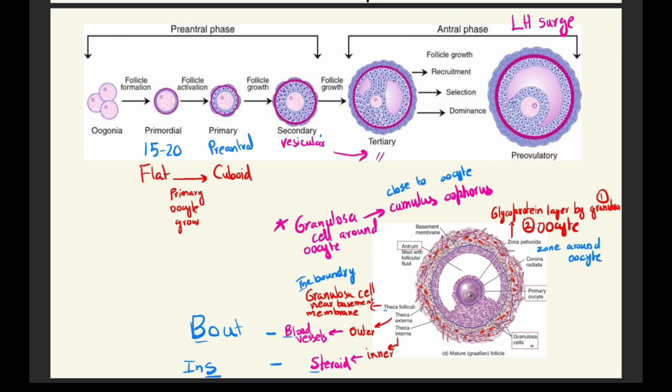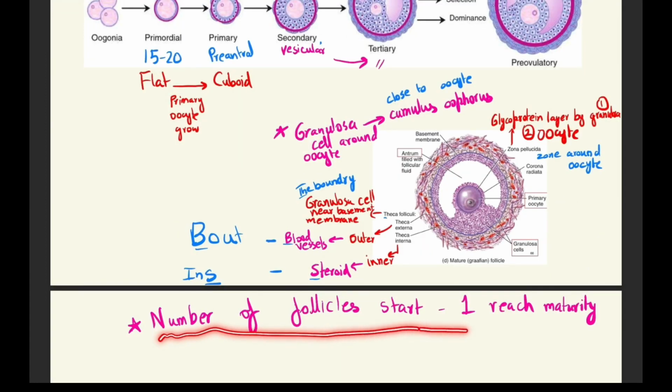Here in the follicle we discuss the theca cells first, and in the theca cells we have the outer theca cells that have blood vessels, so we have the mnemonic BOUT, and for the inner cells that secrete steroids we have the mnemonic INS. Then we have granulosa cells around the oocyte, that is the cumulus oophorus. Then the glycoprotein layer secreted by granulosa cells and the oocyte is the zona pellucida around the oocyte. Here is the glycoprotein layer, and around this is the cumulus oophorus. Of all the follicles that start, only one reaches maturity.